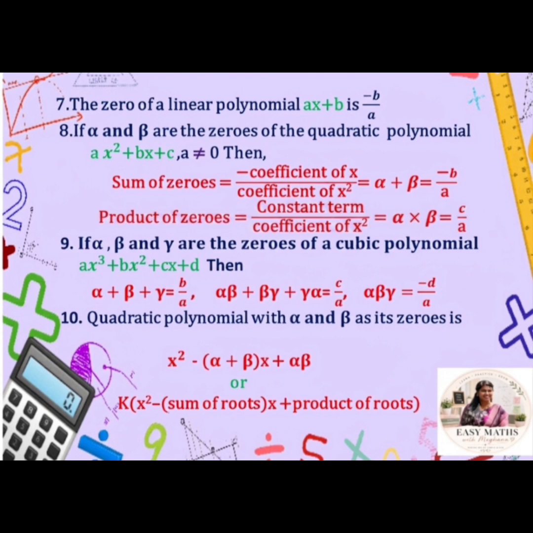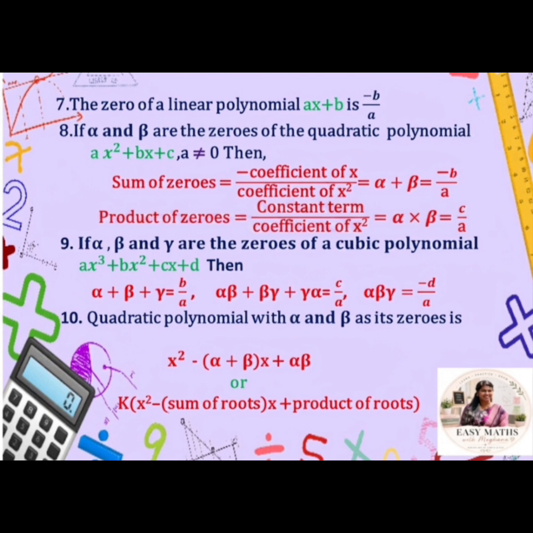And in product of zeros, constant term divided by coefficient of x square. That is alpha into beta is equal to, constant term is c here in the quadratic polynomial ax square plus bx plus c is equal to 0. And coefficient of x square is nothing but a. So this is regarding how to find sum of zeros and product of zeros. These two are very important to find the relationship between the coefficient and zeros here.